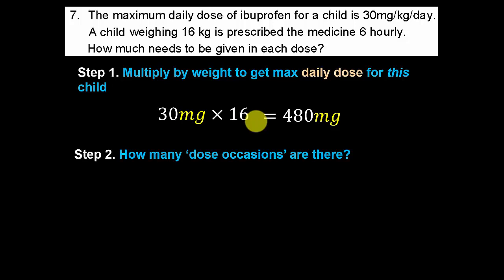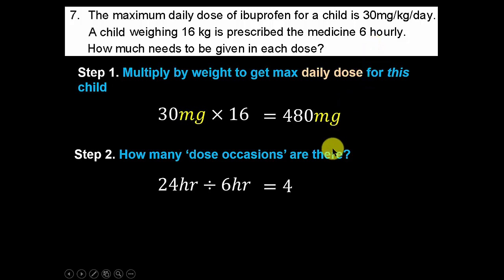So step 2, I've got to think about this 6 hour business. Now I'm not dividing by 6. I have to think how many times must I go to that child during a day if I'm going there 6 hourly. So I must divide the number of hours in a day, 24, by 6 hours. And that gives me 4.